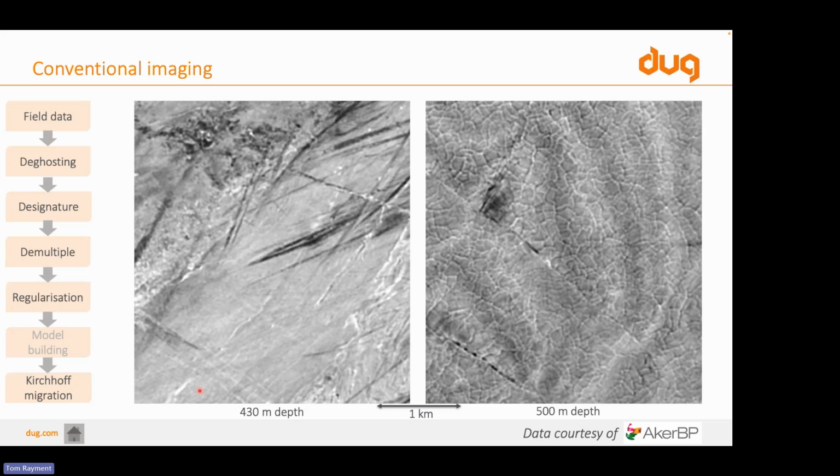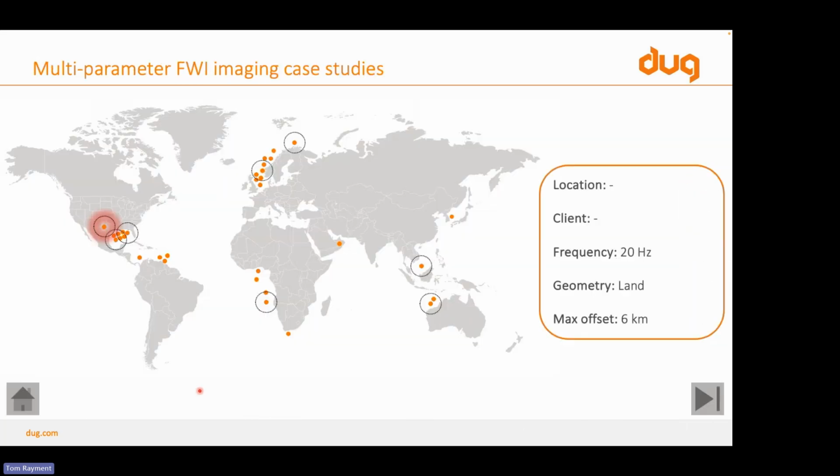So that's deep water marine, shallow water marine. We've even now been applying this to a land data set, which I can't say too much about. It's a project that's in progress, and these are some early results. But I thought it worth sharing because it's really interesting that this technology can also be applied to land data.